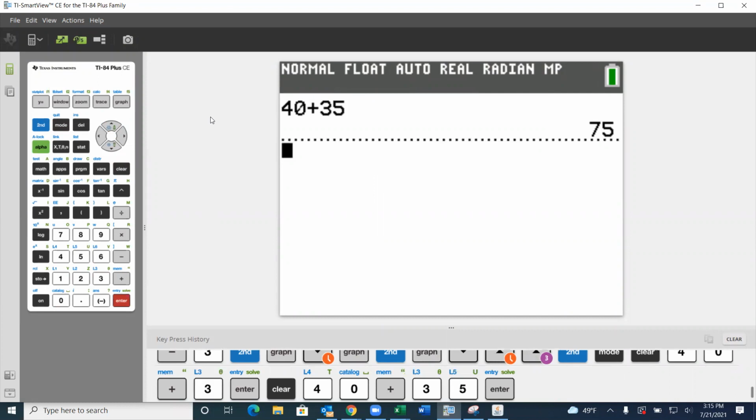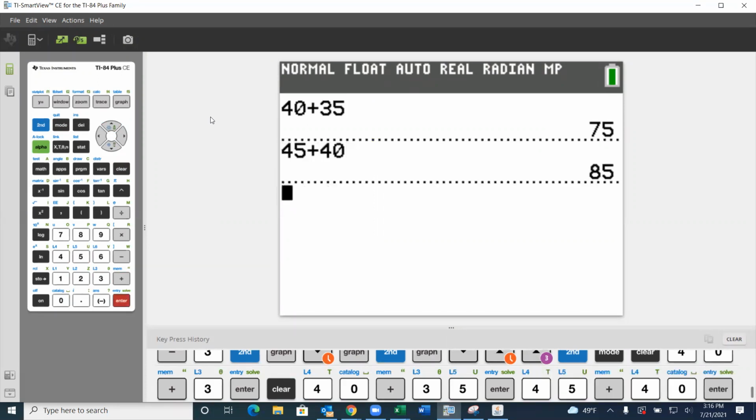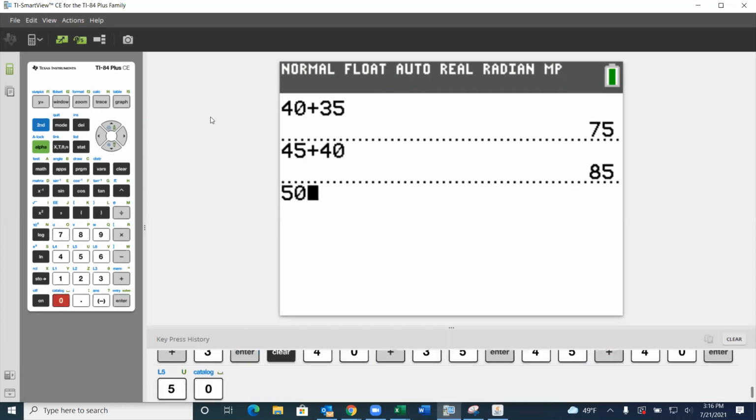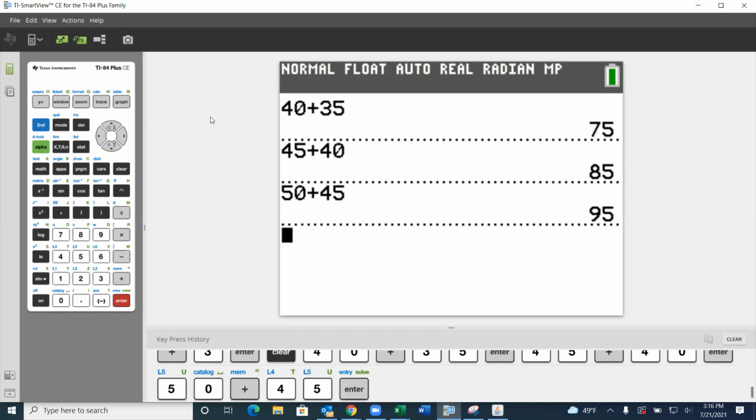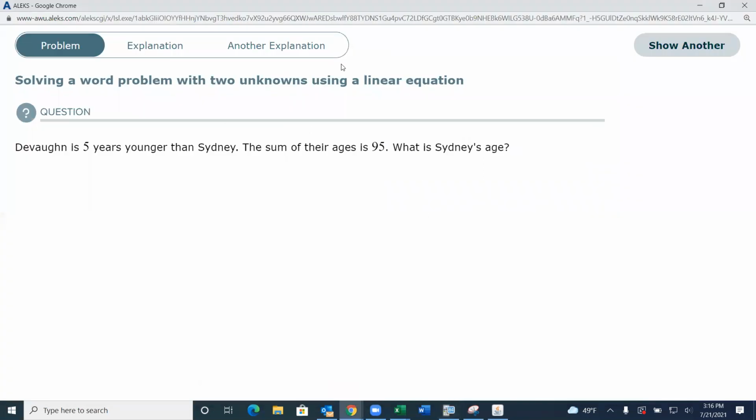Maybe 45 and 40. Hey, that's getting closer. How about 50 and 45? Hey, that's it. 50 and 45. You could just guess and check your way to the answer on some of these. So the point is, if you don't remember how to do the algebra, don't give up.